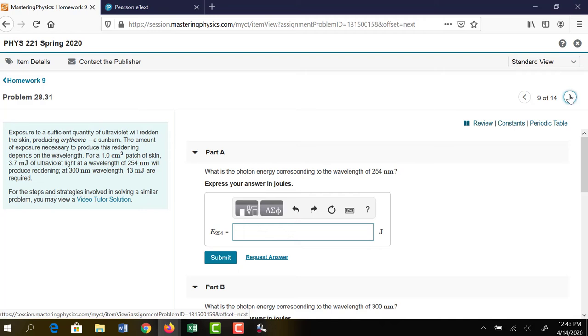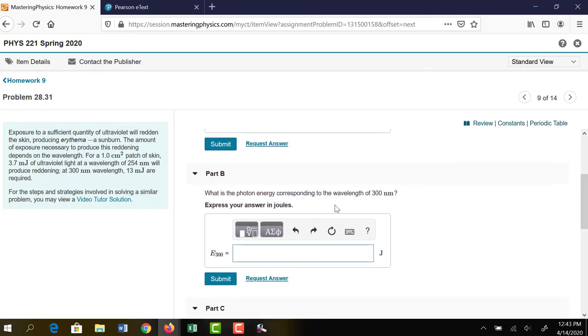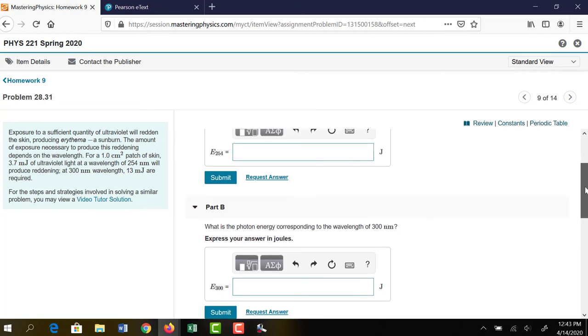When you get up to 300 nanometers, which is a higher wavelength, it takes 13 millijoules. The author has worked a similar problem out here. Then we want to know, what is the photon energy corresponding to the wavelength of 254 nanometers? And what is the photon energy corresponding to 300 nanometers? Okay, so you know how to do that already.